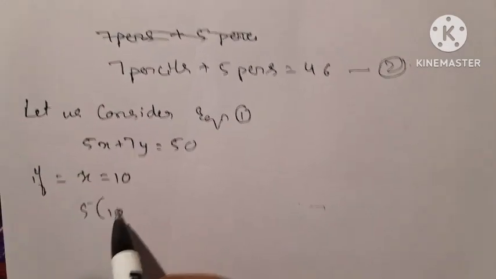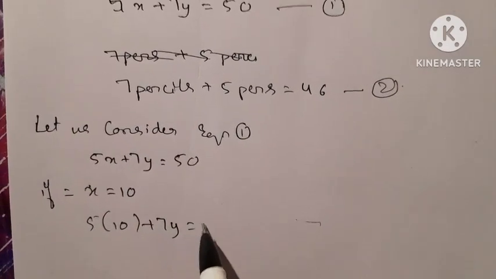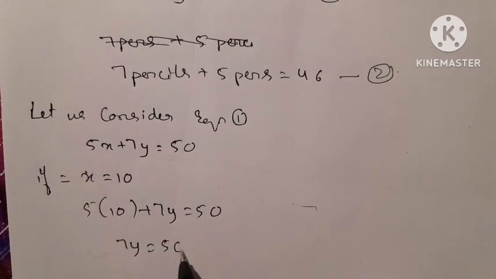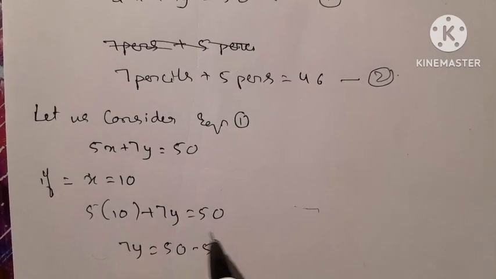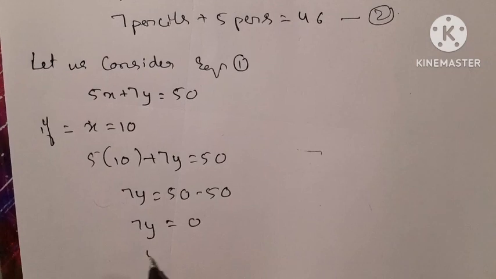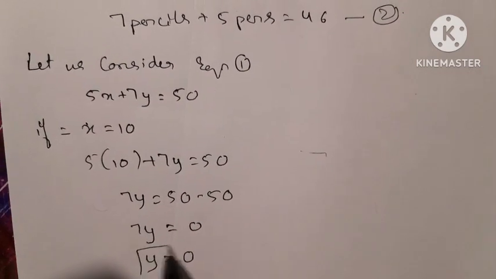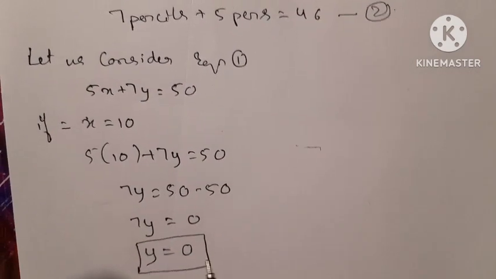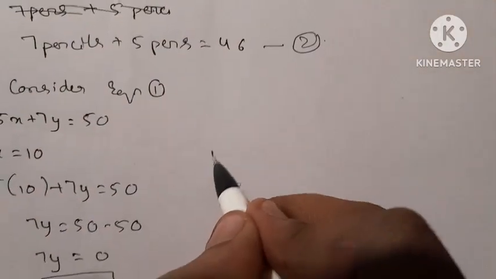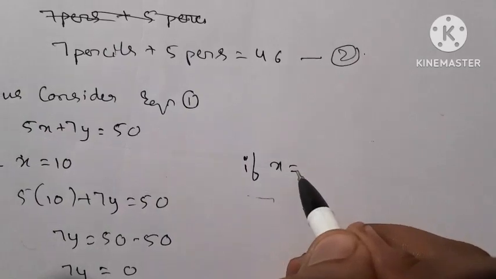5 into 10 plus 7y equal to 50. 7y equal to 50 minus 50. When I send this 5 into 10, this side will be 50 minus 50. 7y equal to 0. So we get y value as 0. So we have to consider x value such that it gives us value which will help us solve the equation easily. Similarly, if x is equal to, suppose say 3.